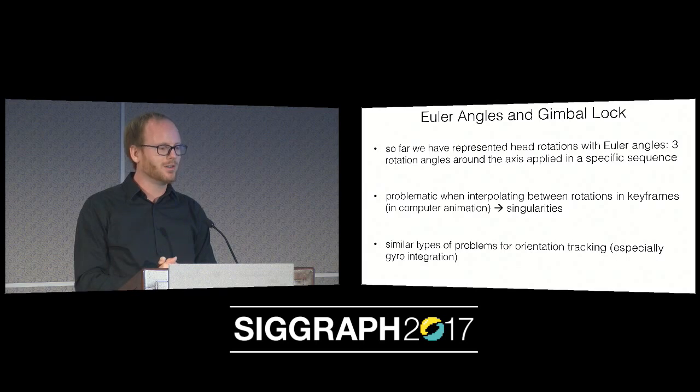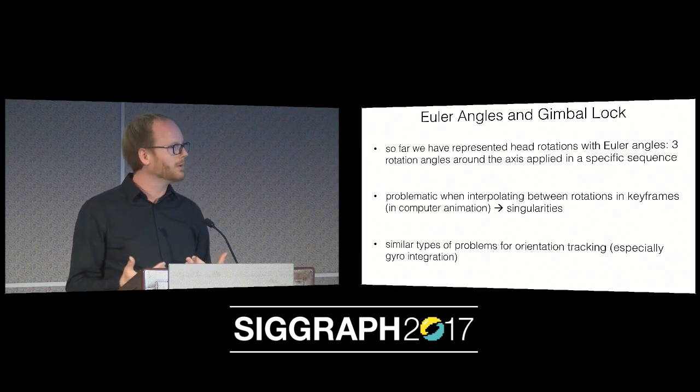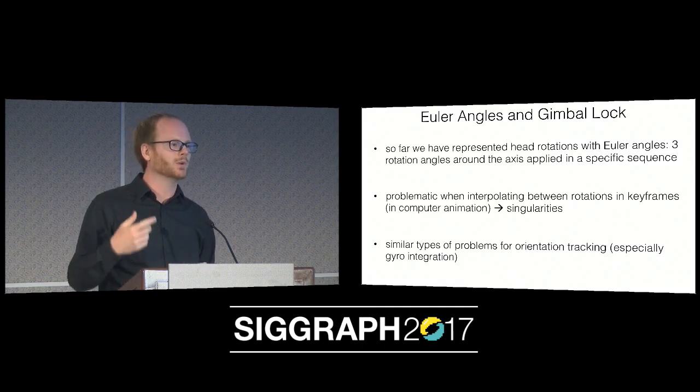So quaternions give us a nice set of tools of mathematical algebra that allow us to represent rotations in a different way, different from Euler angles. They allow us to represent rotations using an axis angle representation. And that will help us overcome some of the limitations of Euler angles, which are obvious in computer animation.